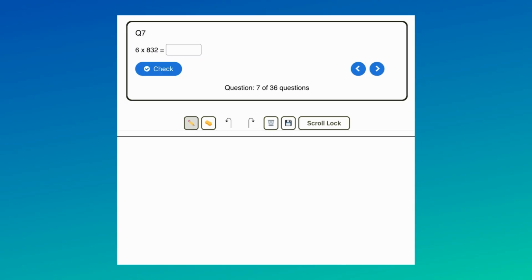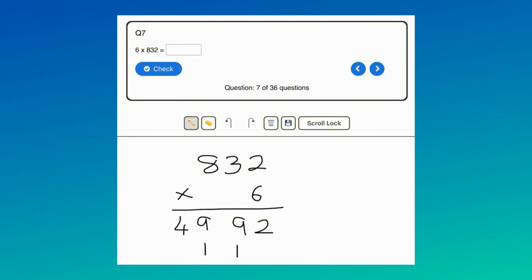Question 7. 6 times 832. So I need to lay this out with my larger number on the top row, and my 6 goes under my units, under the 2. 6 times 2 is 12. 6 times 3 is 18, plus 1 is 19. 6 eights are 48, plus the 1, 49. 4,992.